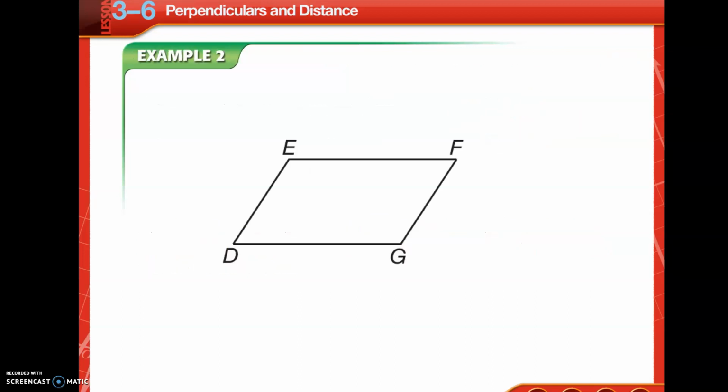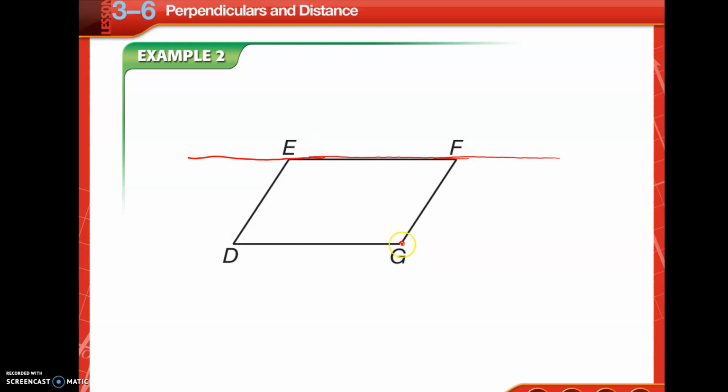So let's look at one that's actually on your homework. We want to draw the line that represents the distance from G to EF. And remember again, like say I wanted to go from F to GD, the straight distance would be straight down. So I could always extend this line out. So remember that when I'm looking at the distance between a point and a line, if I can't connect it straight on, I can always extend out my line.